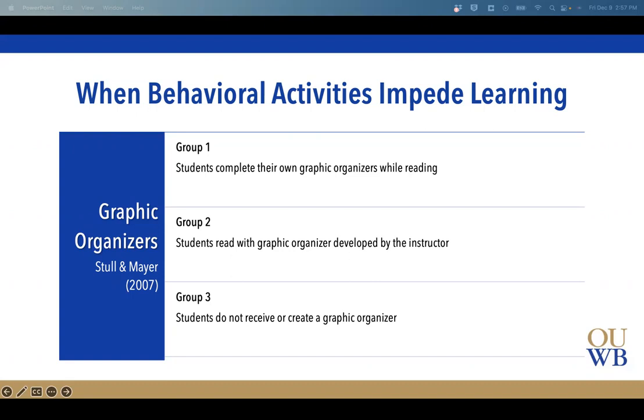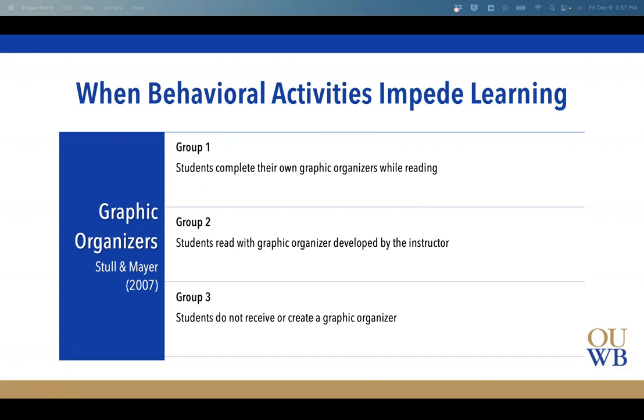So what was happening here effectively was that those group 1 students were both behaviorally and psychologically engaged. They were reading for meaning, but they were also tasked with creating an outline. So that was a behavioral activity. They had to physically write out an outline.